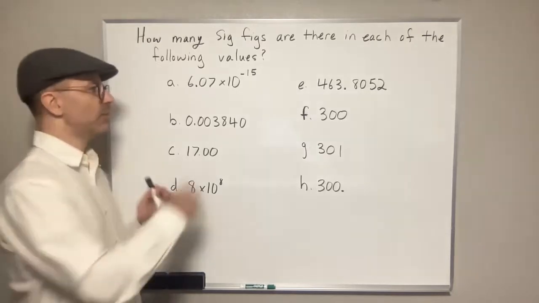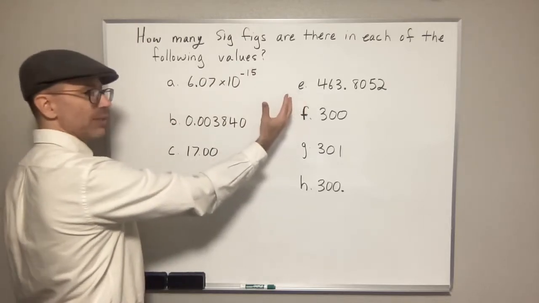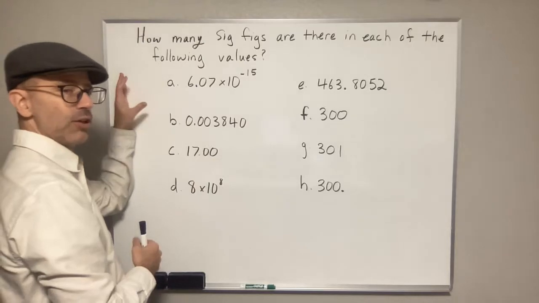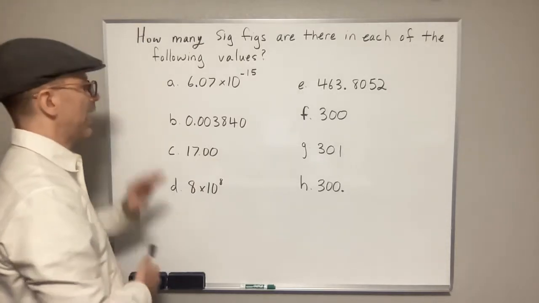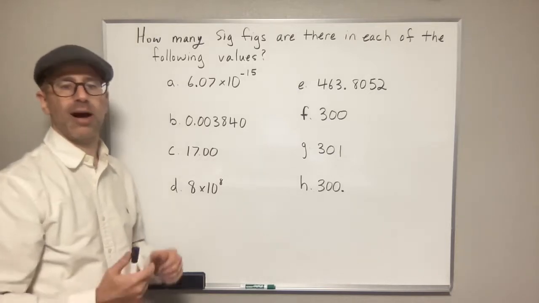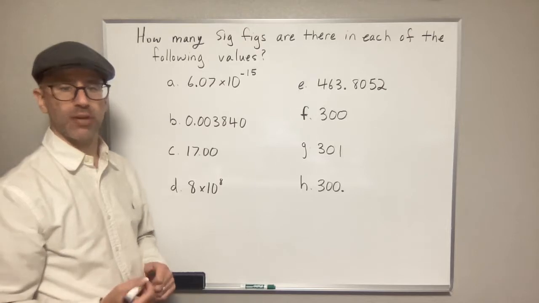The first rule, the trailing zeros on this side are only significant if there's a decimal point. Zeros on this side of your number are never significant. And then zeros that are sandwiched between two non-zero numbers are always significant. So with that, let's go ahead and look at these numbers.